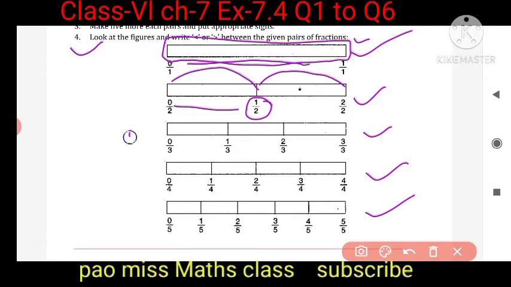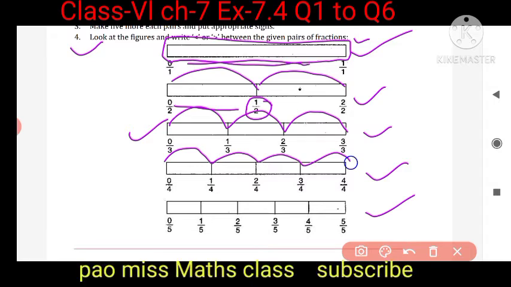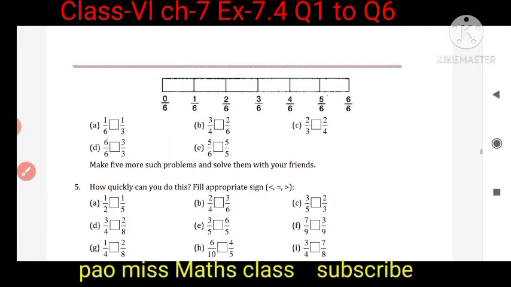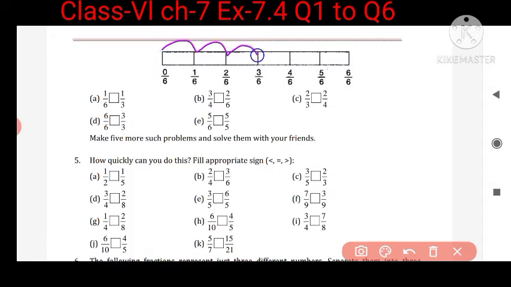For the third chocolate, you can see it is divided into 3 parts. The fourth chocolate is divided into 4 pieces. Then one more is there, and here it is divided into 5 pieces. In the same way, this chocolate is divided into how many pieces? This is divided into 6 pieces.